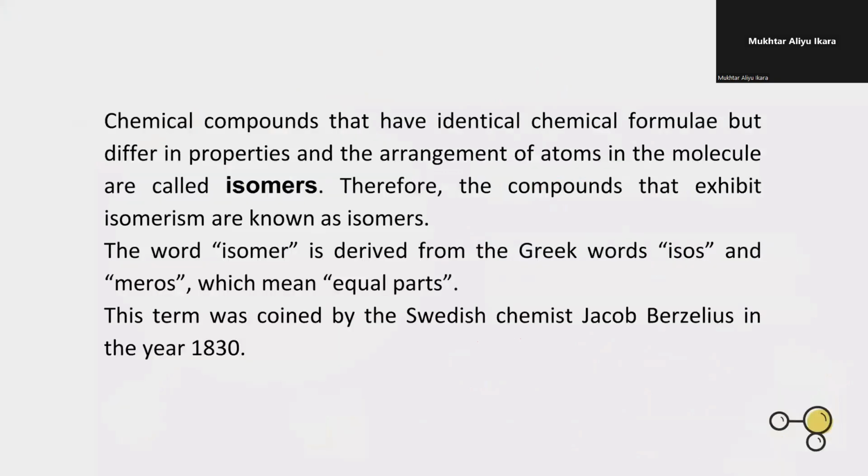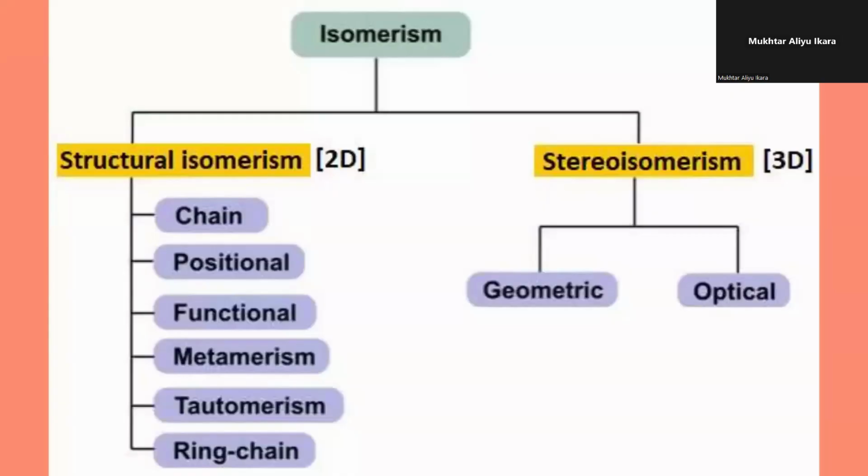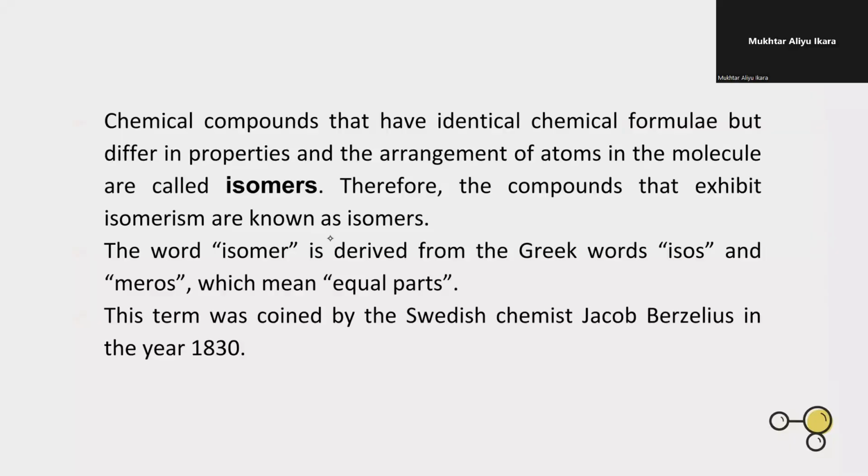So chemical compounds that have identical chemical formula but differ in properties and the arrangement of atoms in the molecule are called isomers. Isomerism is a phenomenon, but the compounds that exhibit isomerism are called isomers. So isomers are the compounds, while isomerism is a phenomenon. Therefore, the compounds that exhibit isomerism are known as isomers.